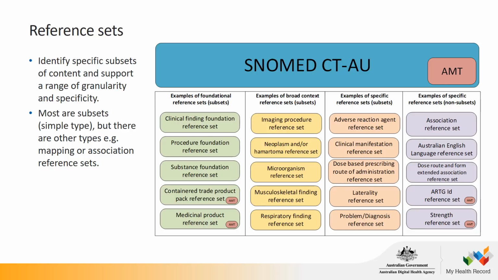Reference sets don't need to include content from the same hierarchy. For example, the problem diagnosis reference set includes mostly clinical findings, but also contains some procedures and events. A reference set can be quite small. For example, the laterality reference set contains around 5 concepts. Finally, to the right are the non-subset types of reference sets, such as the Australian English Language Reference Set, which is used with the descriptions to display the preferred terms.